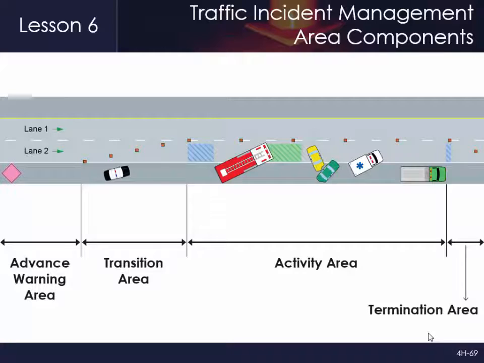A traffic incident management area is a type of emergency event which has 4 main components, which are the advance warning area, the transition area, the activity area, and the termination area. Now in the activity area, you have a subcomponent which is also known as your buffer space.